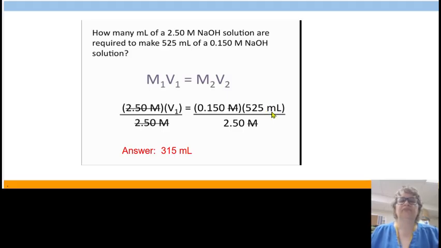In this case, we want to get V by itself, so we're going to divide by 2.5 molar on both sides. And then in the end, when we do this calculation, we'll get 315 milliliters.